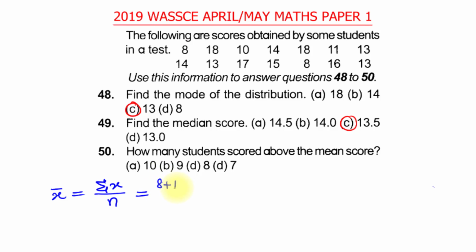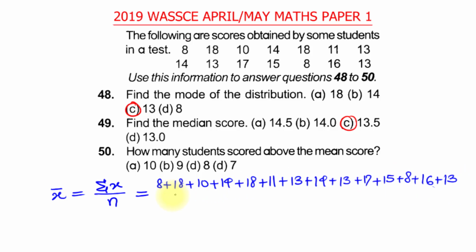Okay, so we have 8 plus 18 plus 10 plus 14 plus 18 plus 11 plus 13 plus 14 plus 13 plus 17 plus 15 plus 8 plus 16 plus 13. Everything we are going to use to divide by the total number of data entries, which already we found to be 14. Okay, if you count them, this is 1, 2, 3, 4, 5, 6, 7, in 2 places, that is 14.